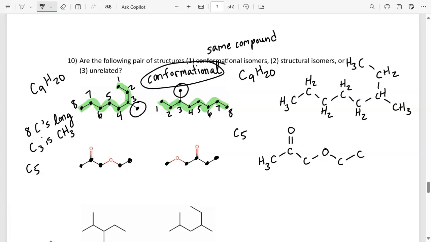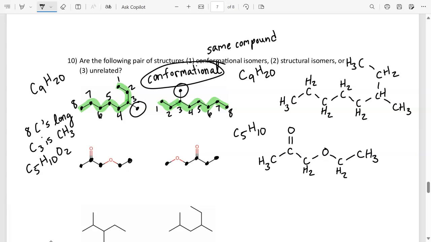The third carbon needs 2. And then the fourth carbon also needs 2. And the last one needs 3. Okay, so if we add up all the hydrogens, you should get a total of 10. So we've got C5H10. And you'll find that that is the case for both of them. And we've got 2 oxygens.